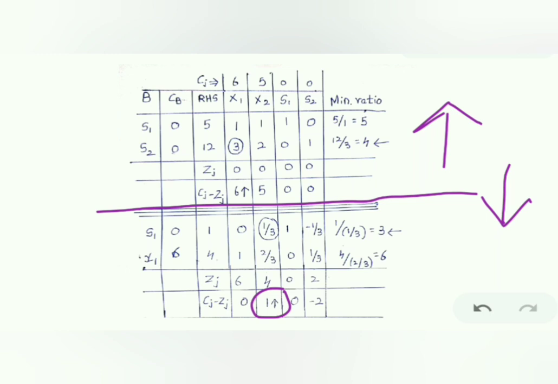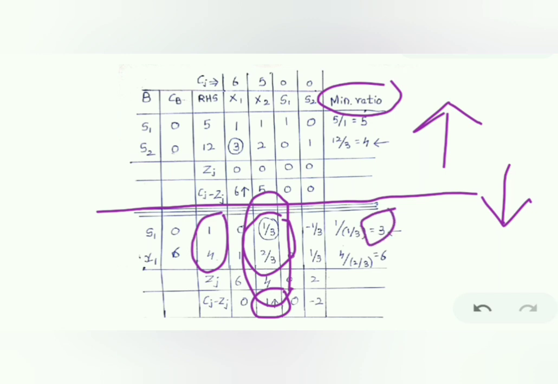But we need to do it. What can we do? So minimum ratio. This is the pivot column. And now we are moving for the pivot row. What are we going to find for that? We will find the minimum ratio. What is the formula? The formula is RHS upon pivot column. RHS, so we know 1 and 4 is there, upon pivot column, so this value. So 1 upon 1 by 3 is 3. And 4 upon 2 by 3 is 6.